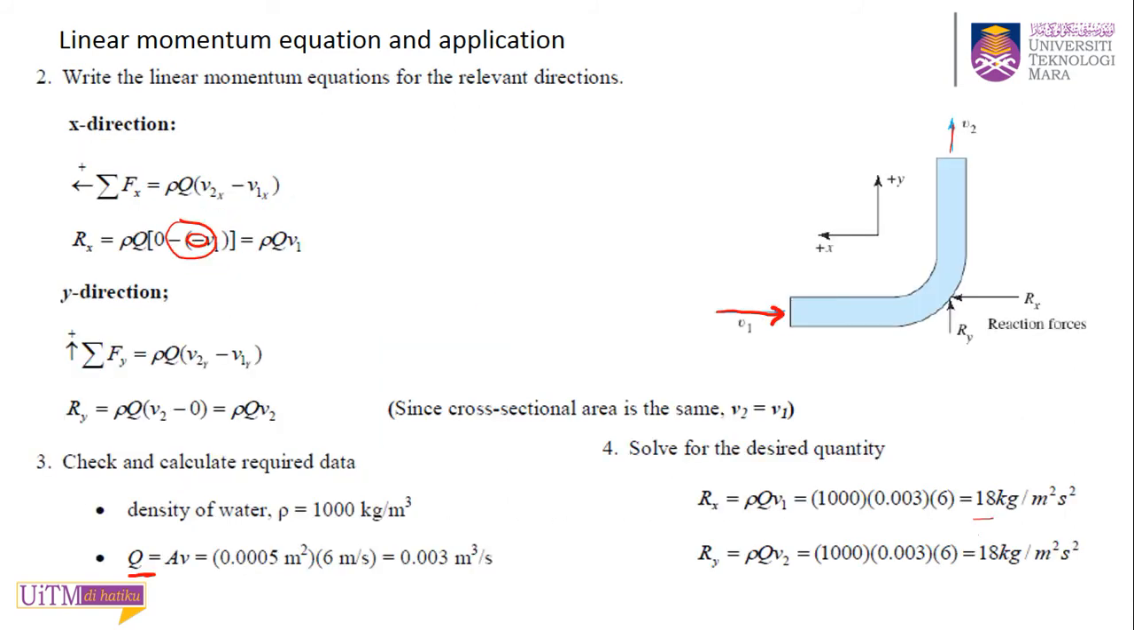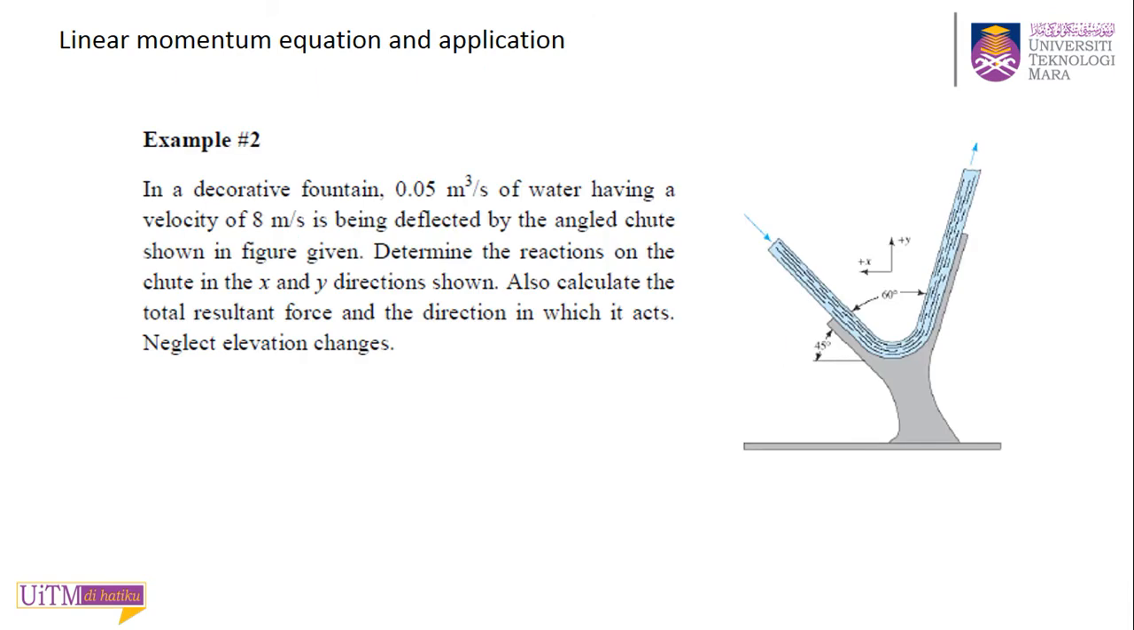One example of a curve vane. So this is another example for a curve vane. But the vane now looks like this, a bit more sophisticated, at an angle. In a decorative fountain, 0.05 meter cube per second. So what does this tell you? 0.05 meter cube per second.